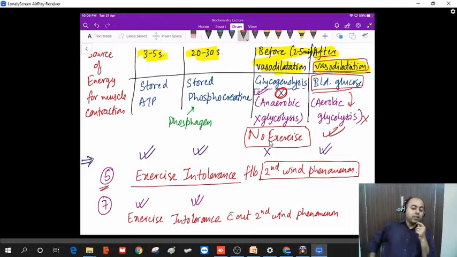In normal individuals, the second wind phenomena is not required. Please understand, in normal individuals, because the glycogen stores are there, glycogenolysis will occur normally. Therefore, the second wind phenomena is not required. It will be required only when the glycogen breakdown is defective in the muscles.